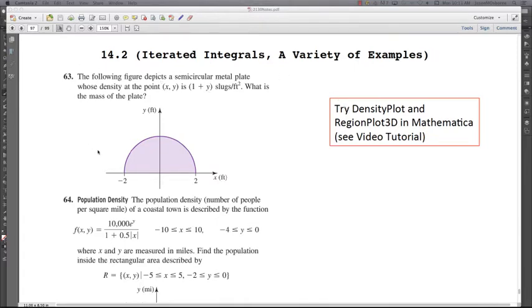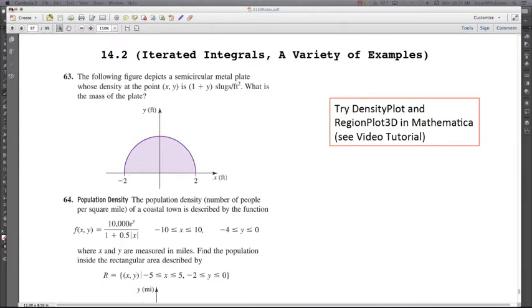So we'll take a look at this problem, and the basic idea is that in this particular context, the function of x and y, in this case 1 plus y, has a meaning. And the meaning is that you take a little subregion of this semicircular region, and that little region has some sort of mass. In, I guess, British units, it is slugs per foot squared. So each little subregion of this semicircle has a weight, and the idea is, can we find the total mass of this region?